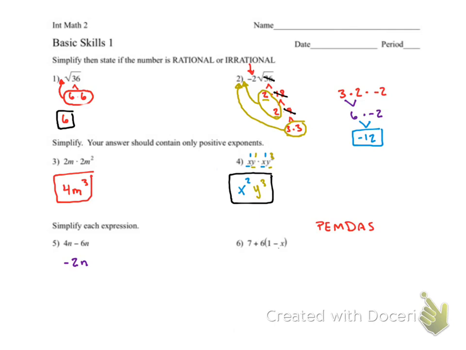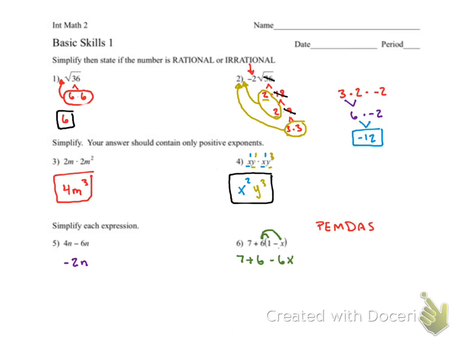Multiplication. We do have some multiplication here because this 6 is touching the parentheses. It gets distributed to both of those terms there. So we have 7. 6 plus 6 times 1 is 6. 6 times negative x is negative 6x.